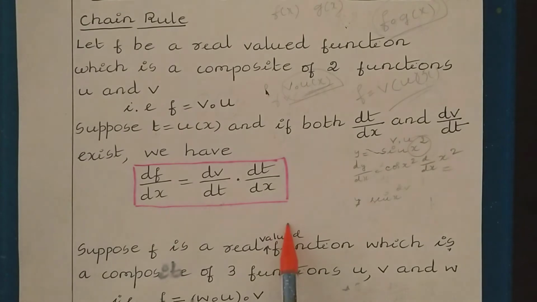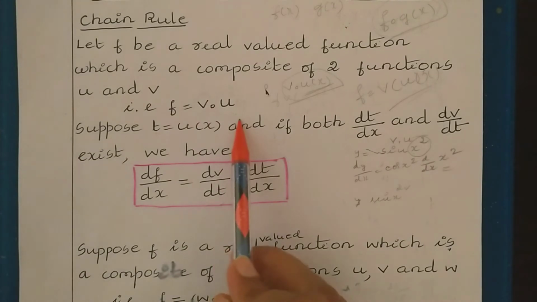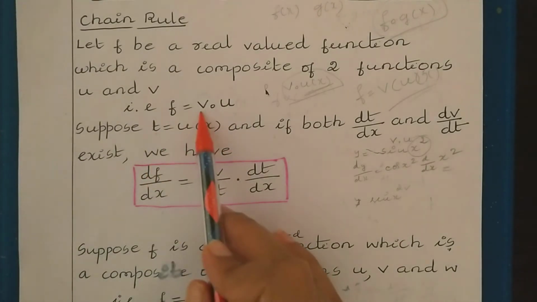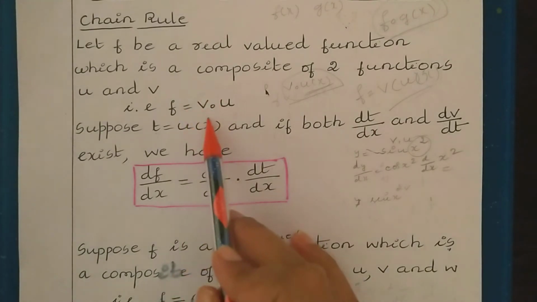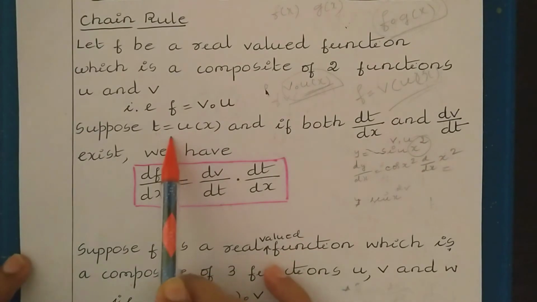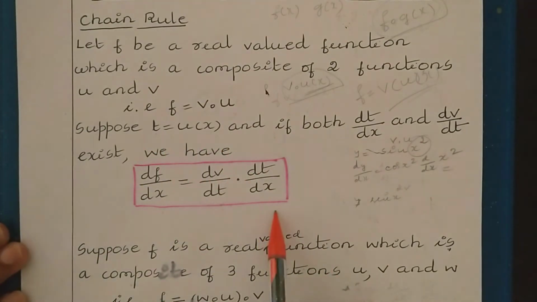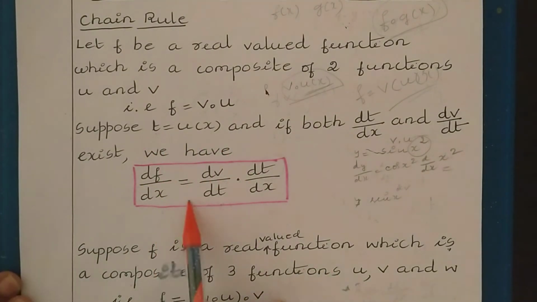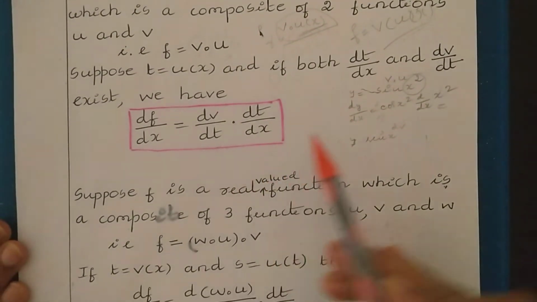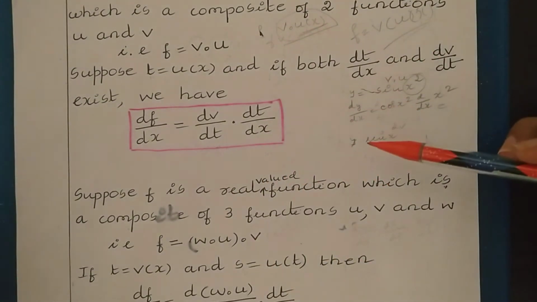So this is the chain rule which we can use if we have two functions, that is v and u. If you have two functions, then one function you have to take as t, and first you need to find the derivative of the first function, and then you have to differentiate the other, assigned function. So df divided by dx is equal to dv divided by dt into dt by dx. This is related to two functions.